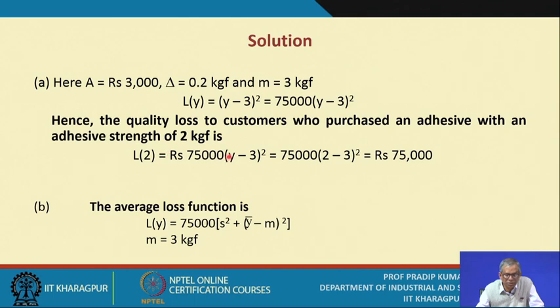So this is the value of small k into y minus 3. Okay, so this is rupees 75,000. So that is when someone gets a value of 2. The average loss function is, that means you have these MSDs, you compute MSD, M equals 3 kgf, the value of k is 75,000, and now you determine S square and you determine y bar. Is it okay? From the given set of data, and M is already known.